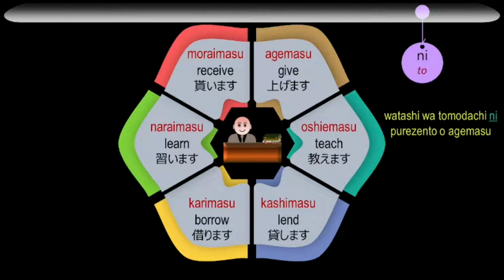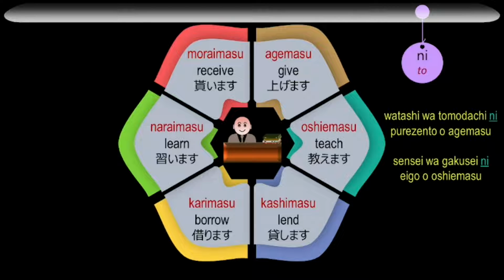Let me give you another example. Sensei means teacher, gakusei means student, eigo means English, and oshiemasu means to teach. To say that the teacher teaches English to students, in Japanese it will be sensei wa gakusei ni eigo o oshiemasu. The action of teaching is directed to students, and therefore the particle ni has to be placed after gakusei.